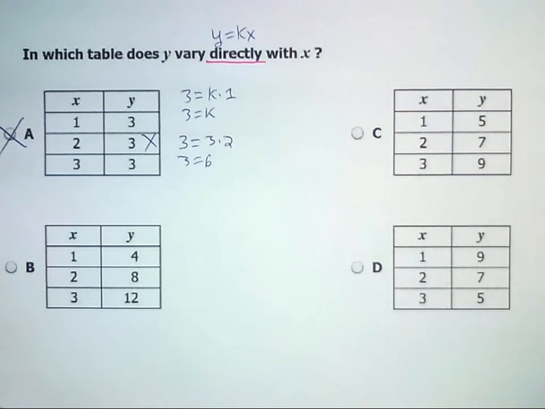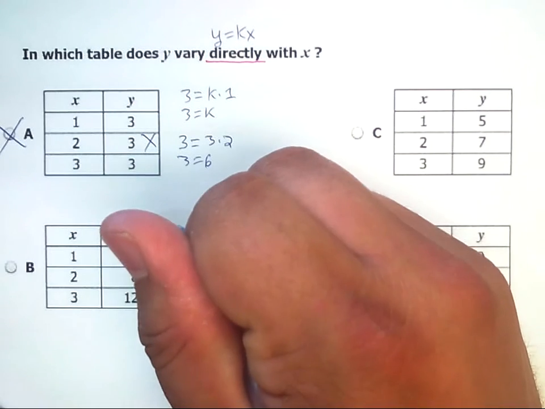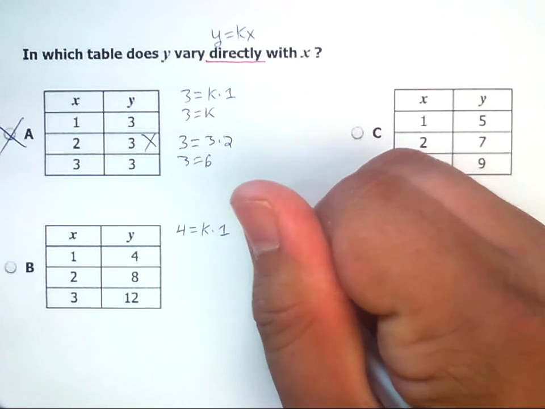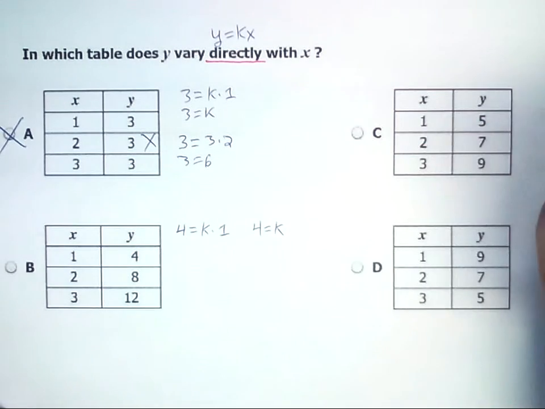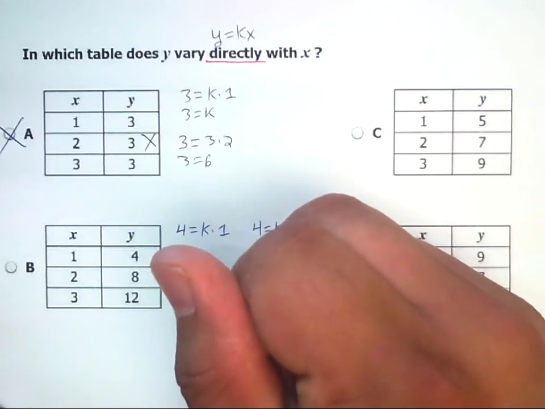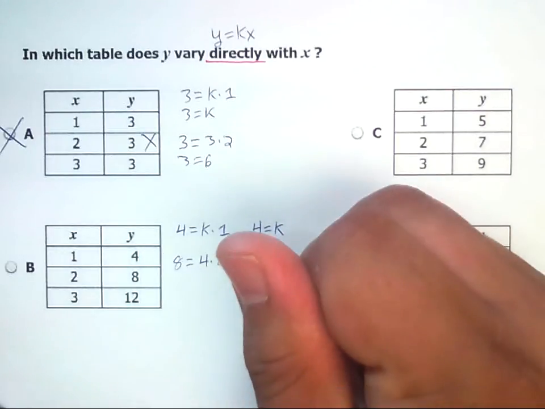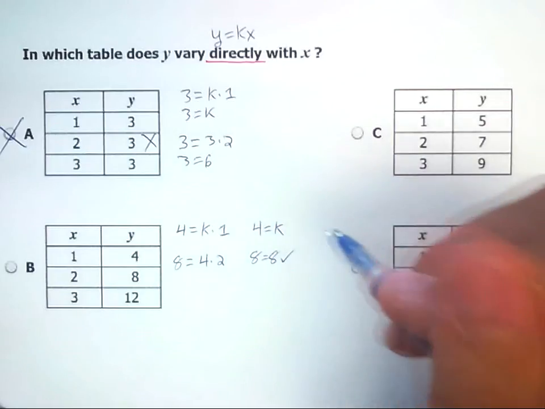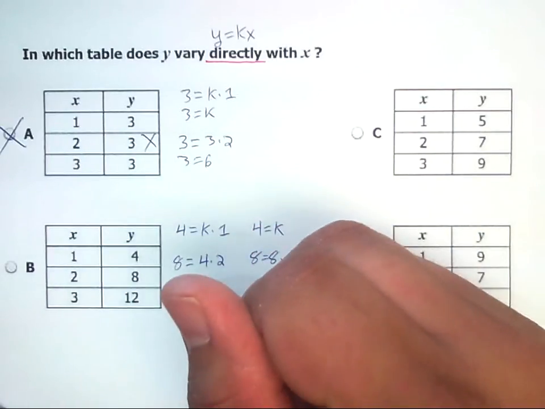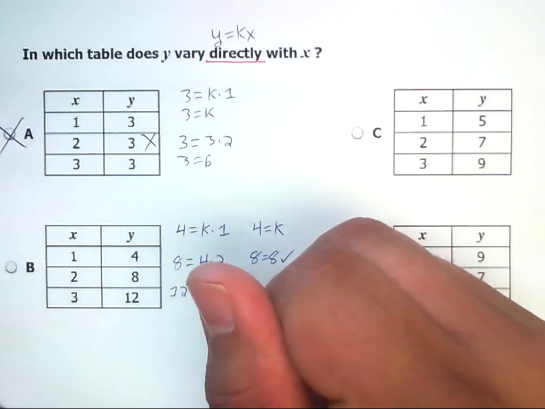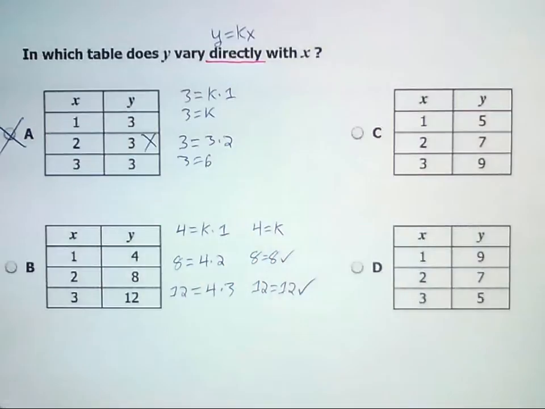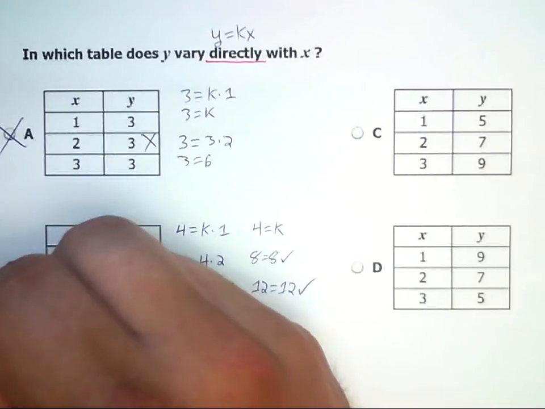Let's take a look at B. 1 and 4. So 4 equals k times 1, so the constant is 4. Let's plug it into the next one. 8 equals, since we know this is 4, we can change it to 4 times 2. 8 equals 8. Holds true. Let's see if it works for the last one. 12 equals 4, because that's the constant, times 3, which is 12. 12 equals 12. So our answer, which table varies directly, is B.